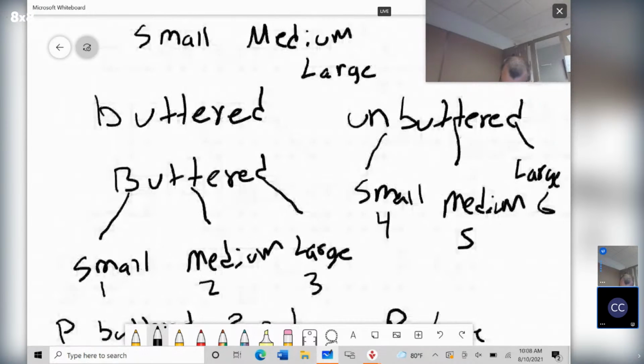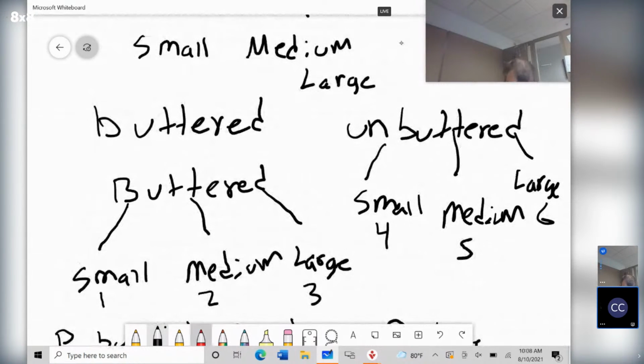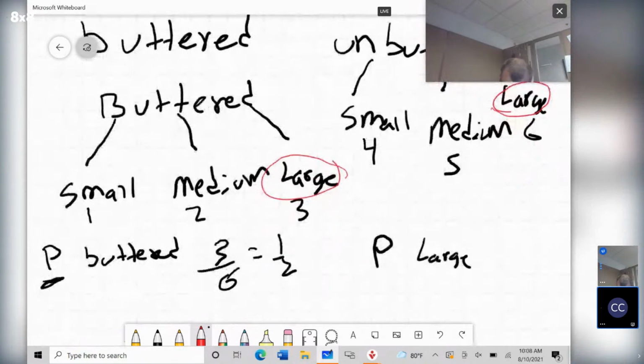Okay, and my next one, the probability of getting a large. So if we look up here, I'll put it in red. There's 1 option of large there and 1 option there. So there's an unbuttered large and there's a buttered large. Remember, there's 6 options total, so the probability of large would be 2 out of 6, and if we reduce that, it's 1 out of 3.